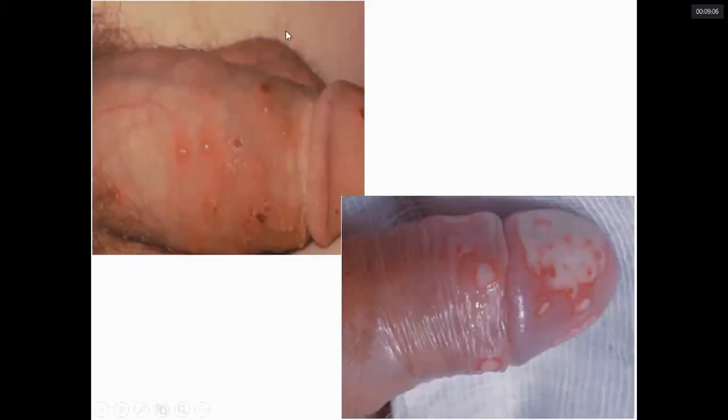This is the picture you can see. This is herpes simplex virus 2 infection. You can see vesicles. These vesicles later erupt to give the appearance of ulceration.